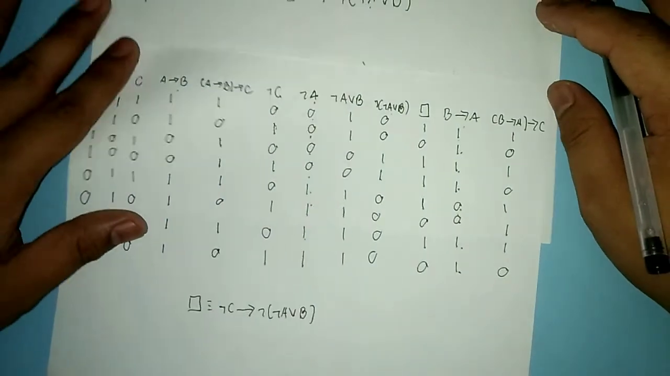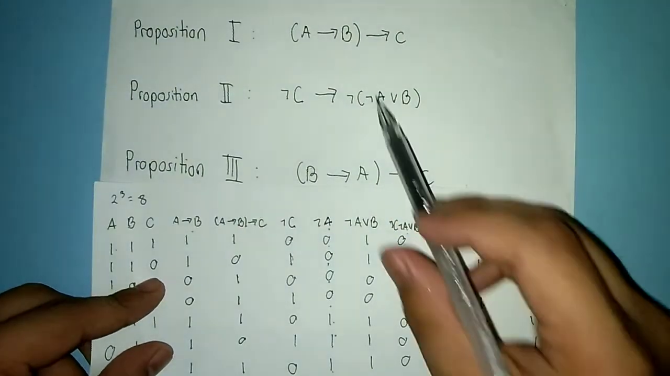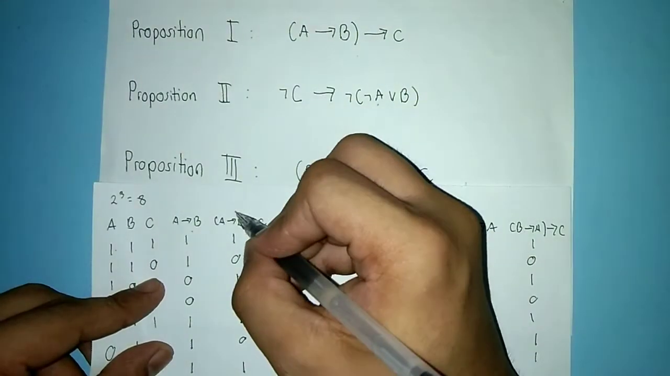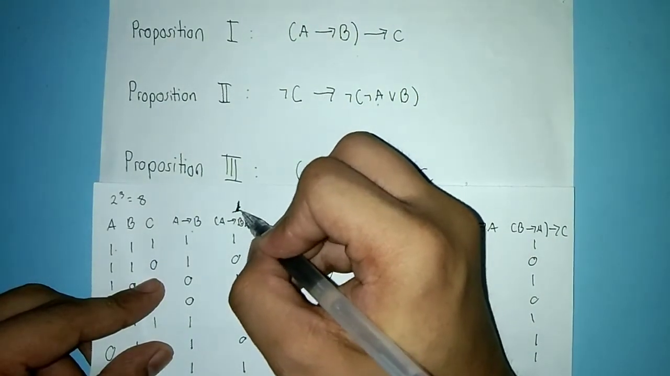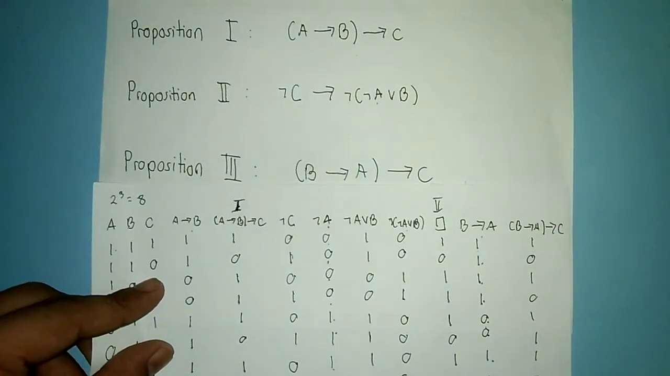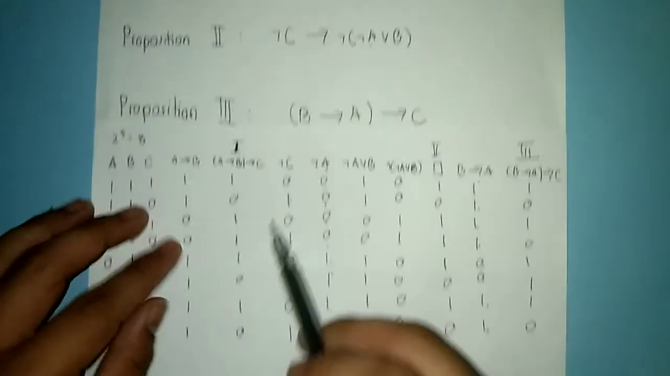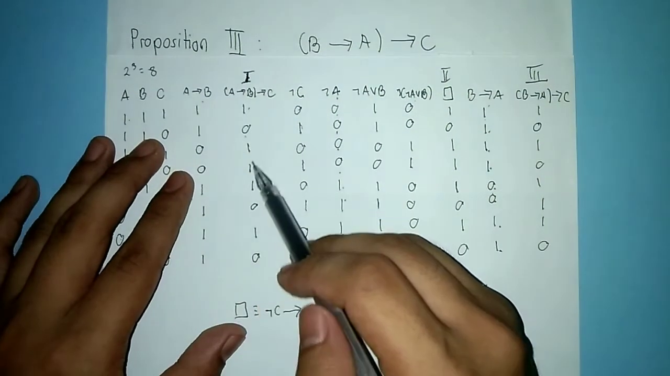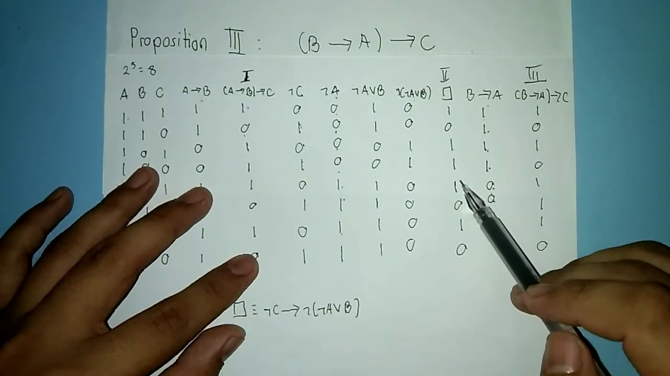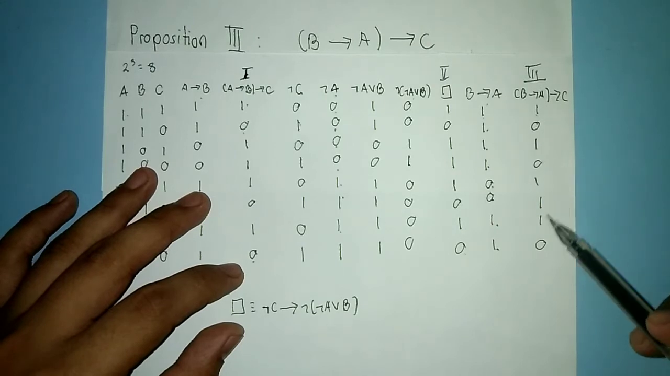Okay, so let's look at the three propositions. What is the first proposition? This one, A implies B implies C. So this is the first; let's just mark it. Then this is the second proposition. Then the third proposition is this one. Let's look at their truth values. For the first, we have 1 0 1 1 1 0 1 0. For the second, 1 0 1 1 1 0 1 0. Then for the third, we have 1 0 1 0 1 1 1 0.